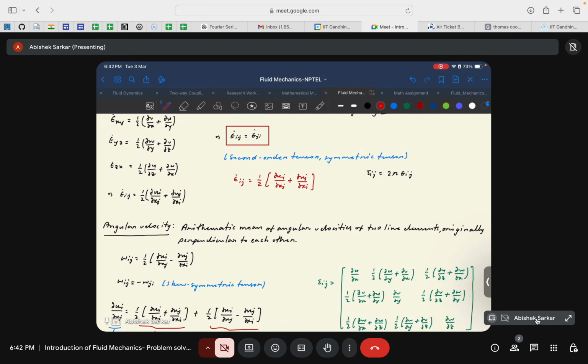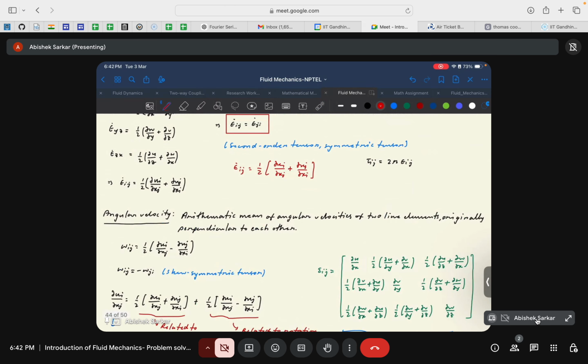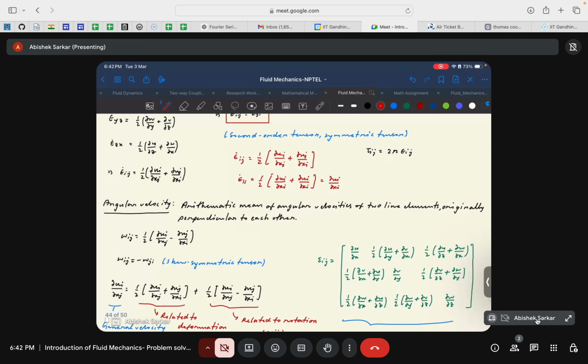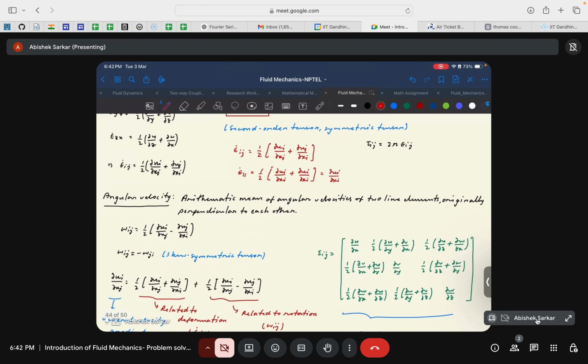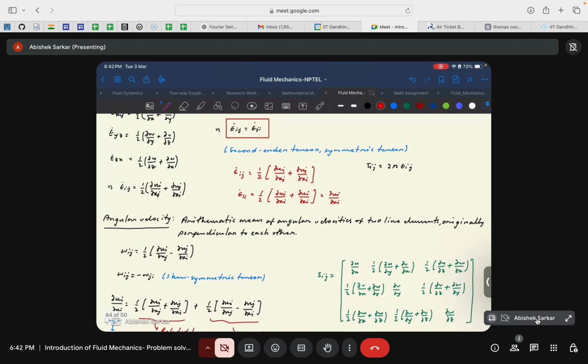They can never be the same unless we explicitly define i equal to j, which is the case for normal components. If i and j are equal, we can write simply epsilon ii dot as half times (∂ui/∂xi + ∂ui/∂xi), which gives us ∂ui/∂xi. If i and j are equal, this basically gives us the normal components. Okay, so I hope this is clear, and I do not think it is much confusing.